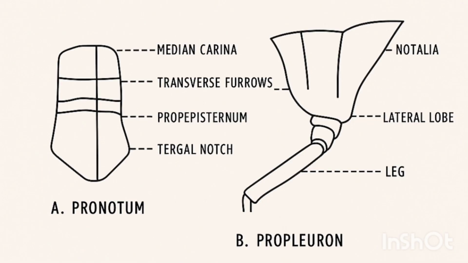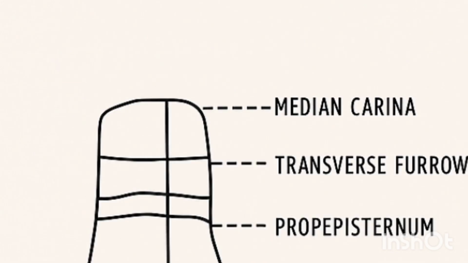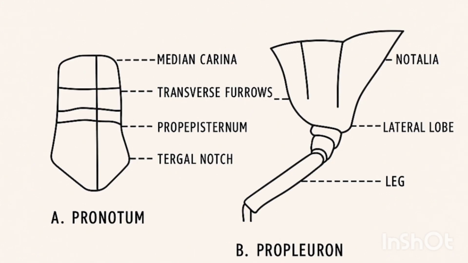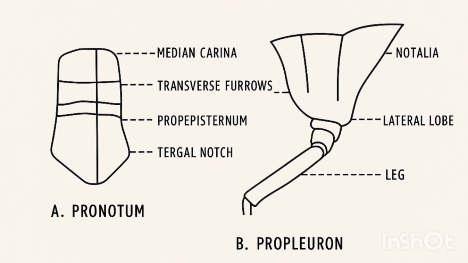Transverse furrows, sulci: grooves that run across the pronotal disc and intersect the median carina. These furrows divide the disc into zones, commonly an anterior perizona and posterior metazona, and their number and position are diagnostic characters for identification. Proepisternum, label on the drawing.